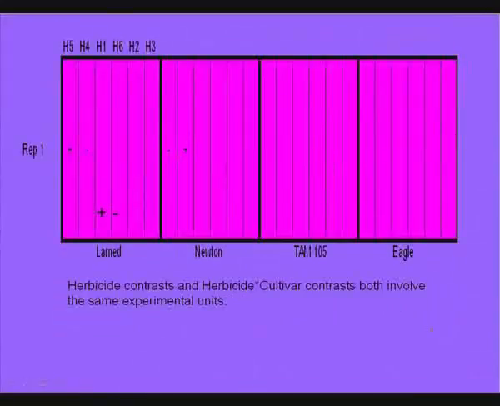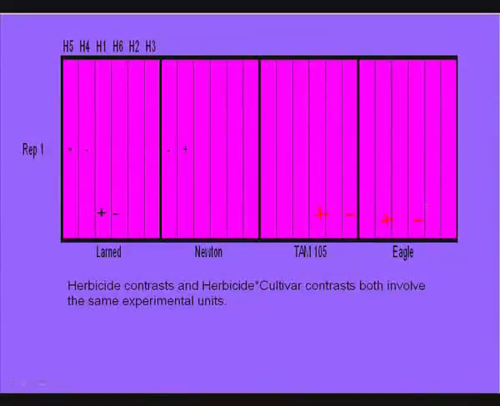Okay, now look at the herbicides. If we look at a herbicide contrast, if we want to compare herbicide 1 to herbicide 6, then we would take where herbicide 1 is plus and the minus here, and then if herbicide 1 was here and herbicide 6 was here, we'd have a plus minus there, and herbicide 1, herbicide 6 here. And then we'd do that same thing across all 3 reps. But the experimental unit for the herbicide main effect contrast is one of these long rectangles.